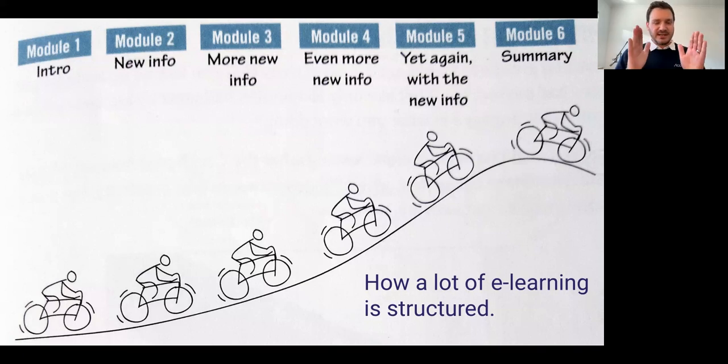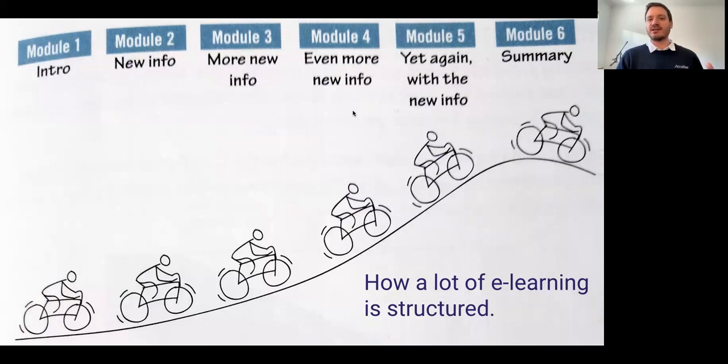So this captures what happens in most courses, but especially e-learning. You kind of have the set of modules, and it's intro, new stuff, more new stuff, even more new stuff, yet again with the new stuff. And then you're kind of exhausted by the time you get to the summary. And I guess the analogy here is like riding a bike up a hill. It's just hard yakka.